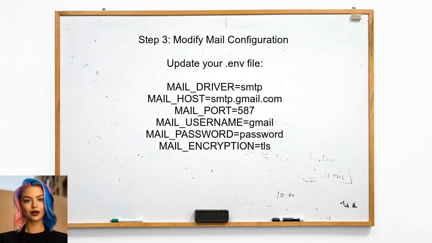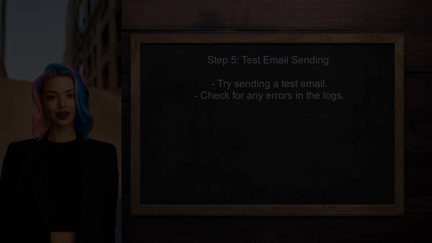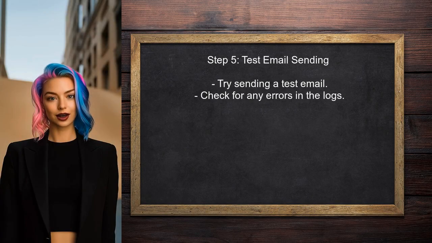After updating the CA certificates, the user should modify their mail configuration settings. Specifically, they need to ensure that the encryption method is set correctly. Finally, the user should restart their local server to apply the changes. This step is essential to ensure that the new settings take effect. Once these steps are completed, the user can test sending emails again. If everything is set up correctly, the error should be resolved.